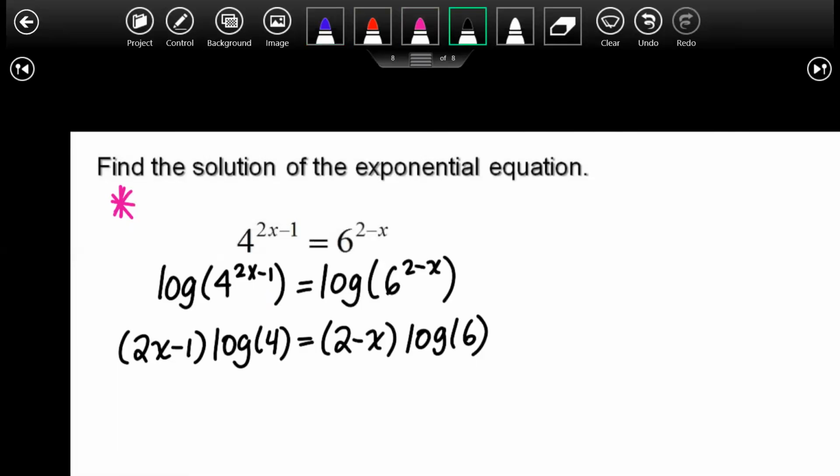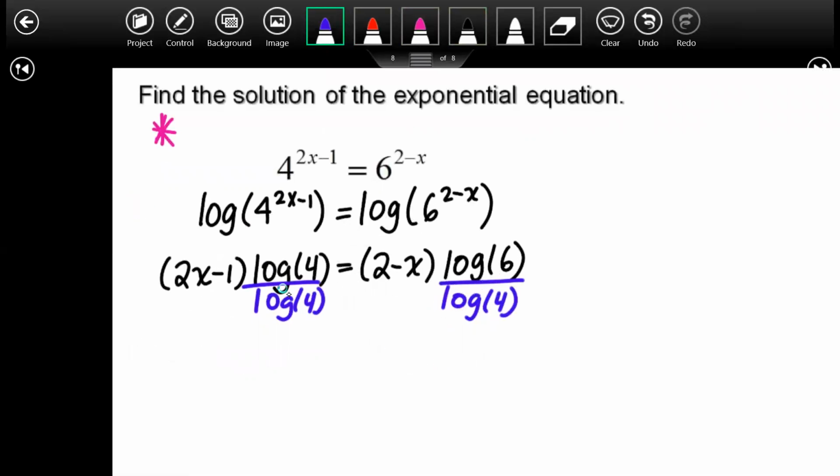From here, you can either find out what the logs are and just distribute them back into the terms to simplify out. I've seen some people do that. They enjoyed that. I like dividing out both sides by logarithms. So I'm going to divide both sides by log of 4, sorry, not log base 4, it'd be log base 10 of 4. It's going to reduce it here.